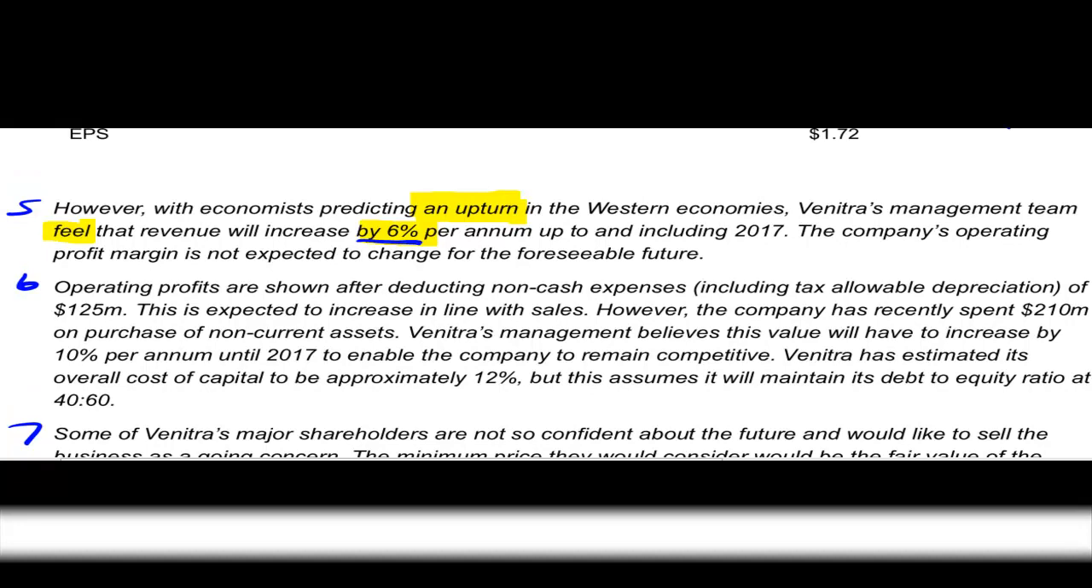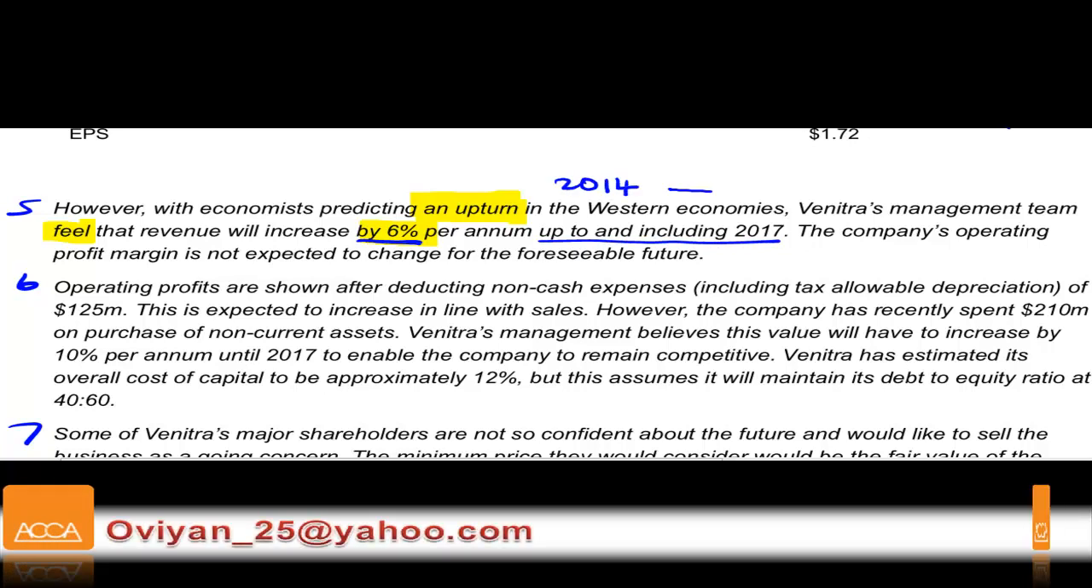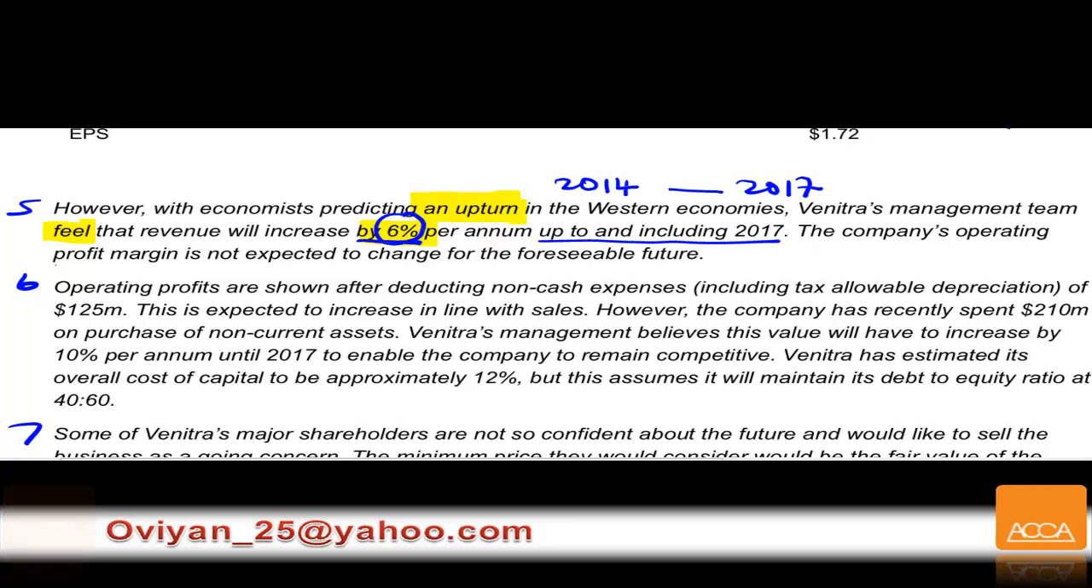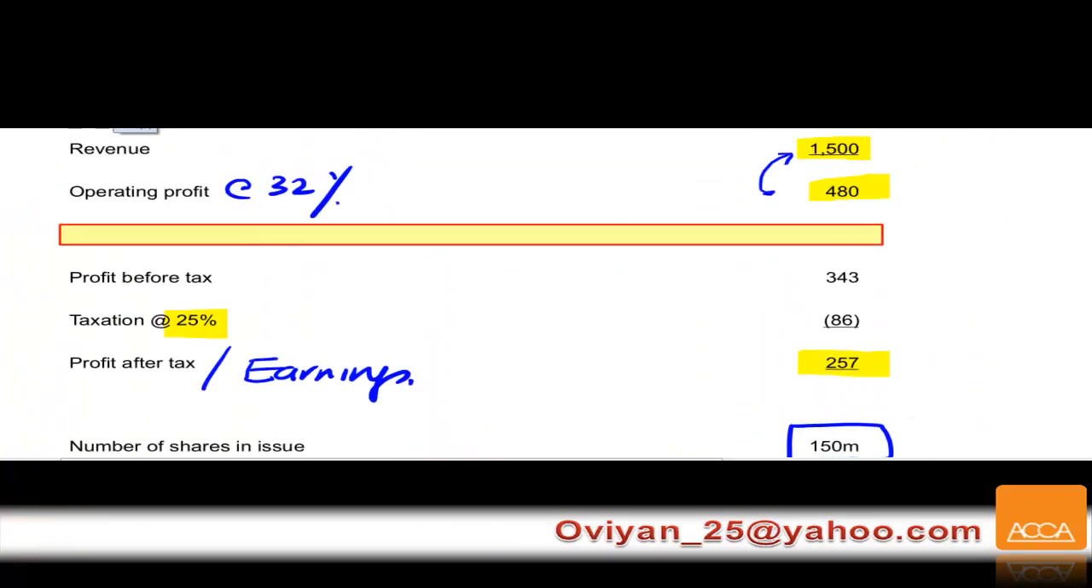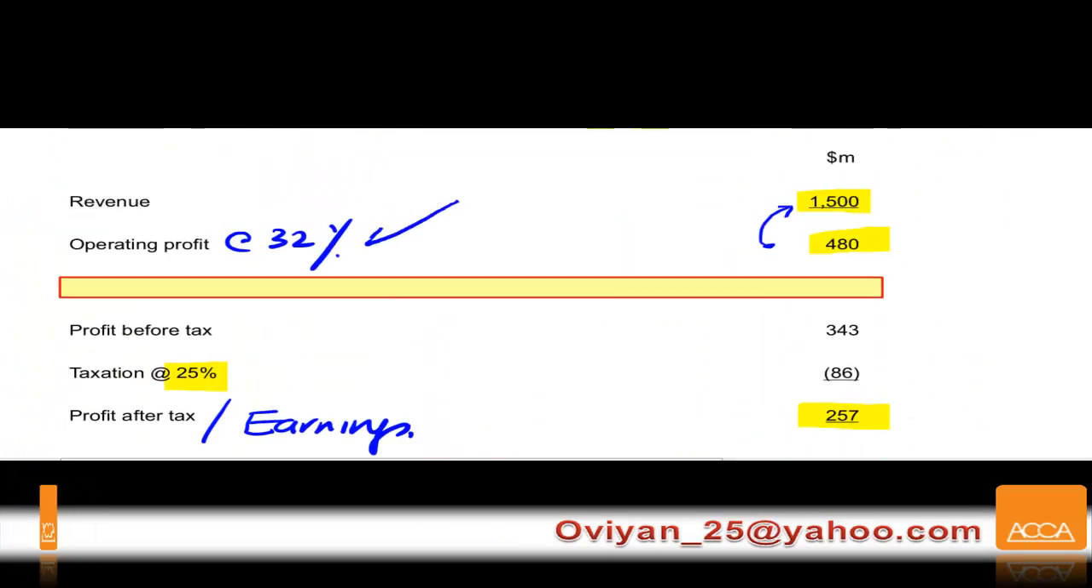6% per annum up to and including 2017. So we're going to start with 2014 up to 2017. It's going to be 6%. The company operating profit margin is not expected to change for the foreseeable future. That means it's going to be maintained at 32%.